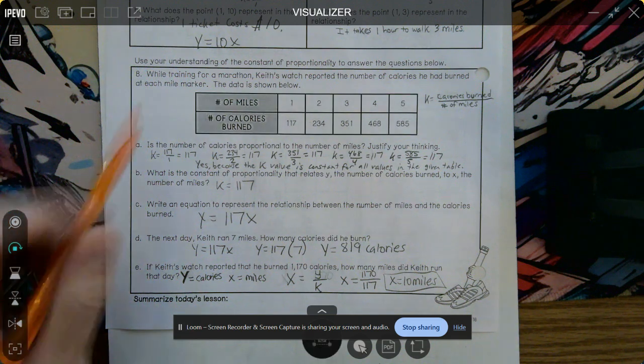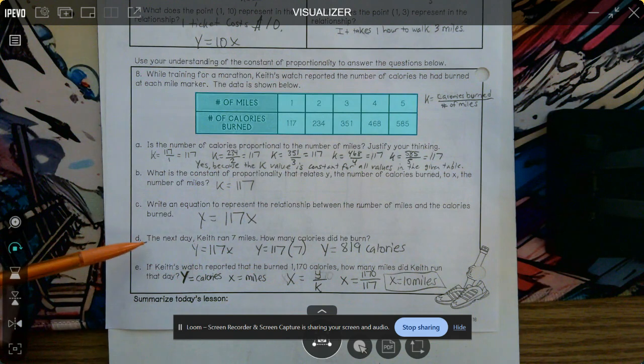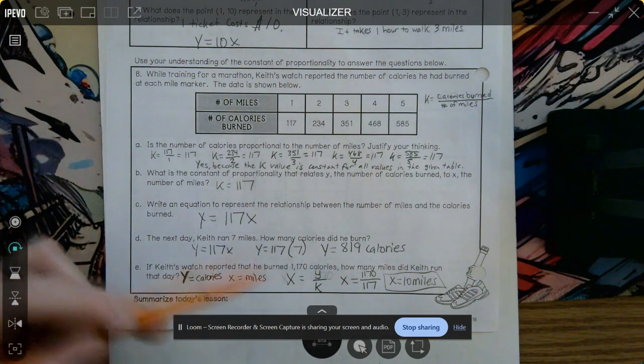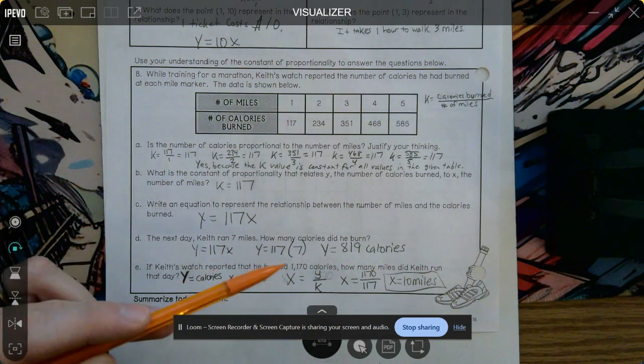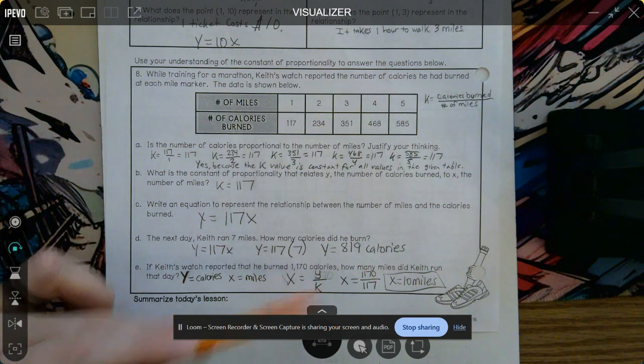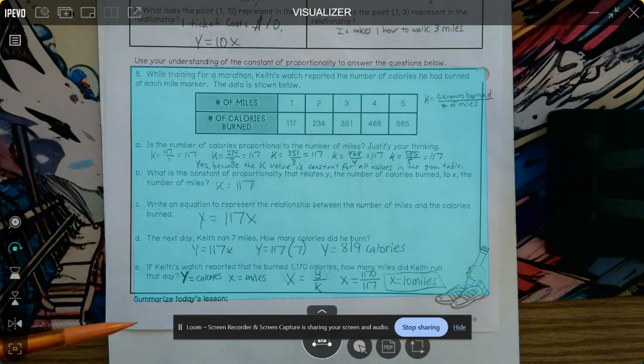All right, guys, here are the answers for number 8. Pay very close attention to the bottom questions here because on letter E, we're going backwards to find an unknown. So we're actually solving for miles instead of calories. We have to use division instead of multiplication. If you have any questions about number 8, come talk to me, please, before you work on your must do.